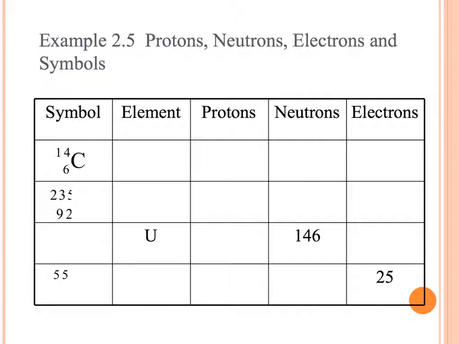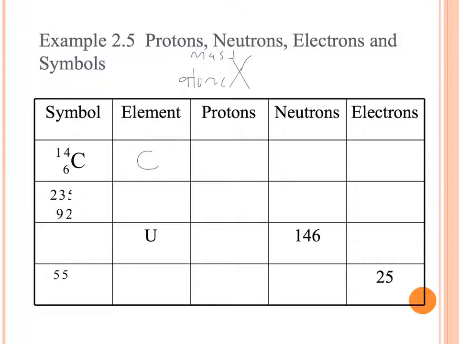Element here in isotope notation. This first element here is going to be carbon. Down here we've got a blank, we've got uranium, and then we have this unknown over here as well. In isotope notation, we've got an element, we've got the mass number on top, and we've got the atomic number here.